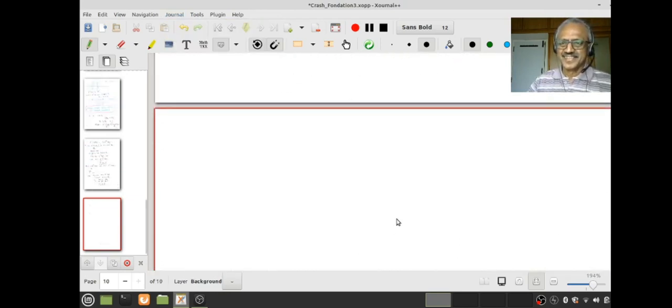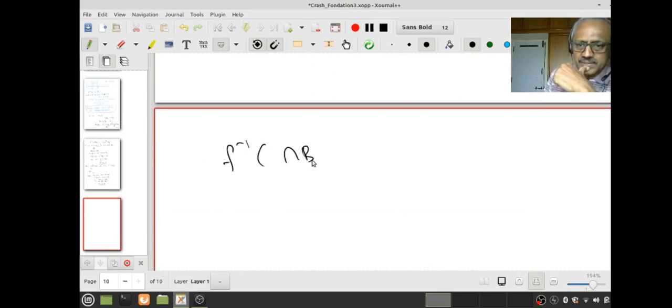So we have proved equality. Similarly, intersection. What we want to prove is f inverse of intersection Bi is the same as intersection f inverse Bi.